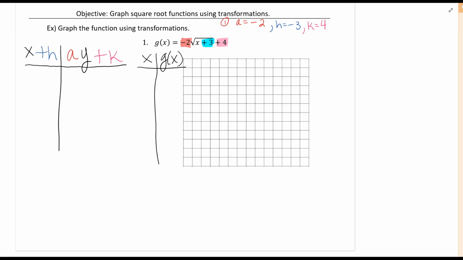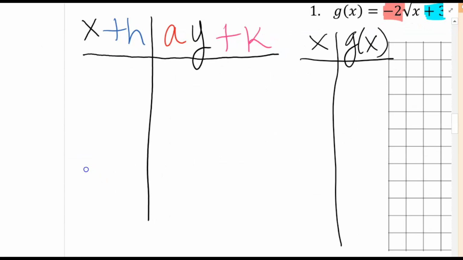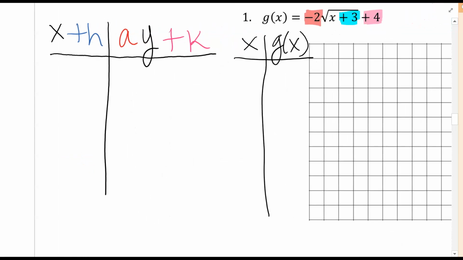All right, so step 1 is to find a, h, and k. Step 2, you're going to take the parent function, the 4 key points, and I'm going to put them under the x and the y. So my x coordinate is 0, my y is 0. So 0, 0. The second coordinate is 1, 1. So I'm putting it underneath the x and underneath the y. 0, 0, 1, 1. And then I got 4, 2. And 9, 3.